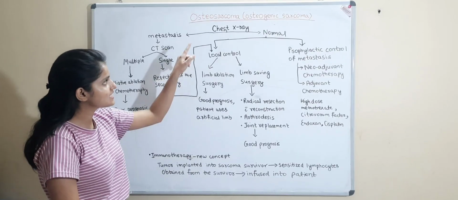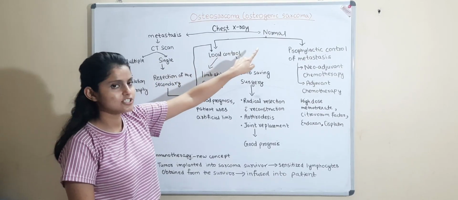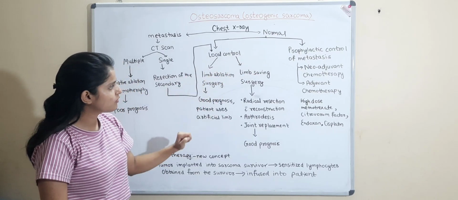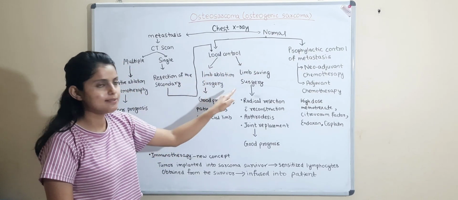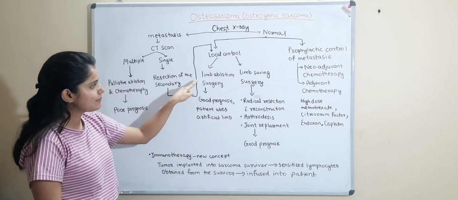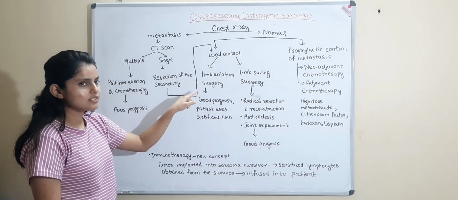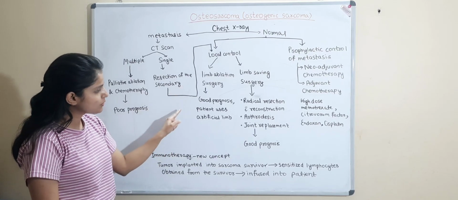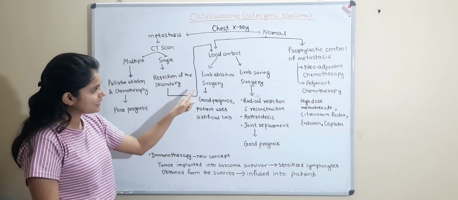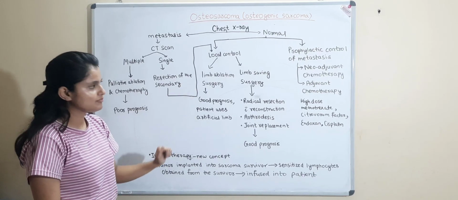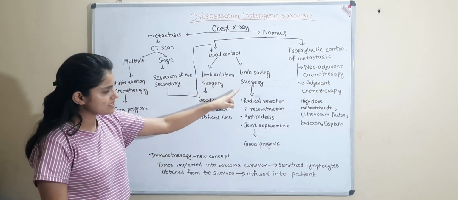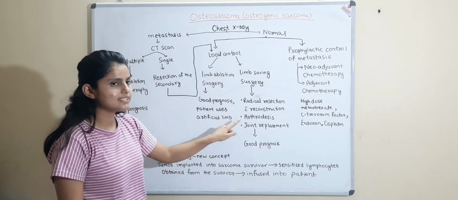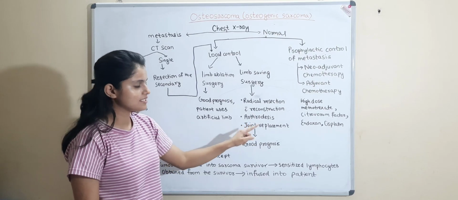When the chest X-ray is normal, we do the local control of the tumor. For that, we perform limb ablation surgery or limb saving surgery. For limb ablation surgery, we do the amputation of the affected limb and disarticulation of the proximal limb. It has good prognosis. Since the limb is ablated, the patient uses an artificial limb. And in limb saving surgery, we do radical resection with reconstruction, arthrodesis is done, and joint replacement is performed.